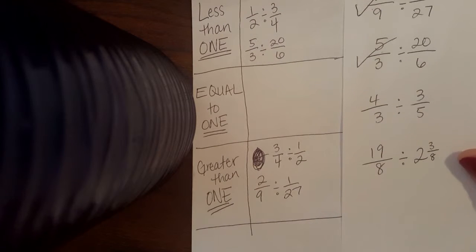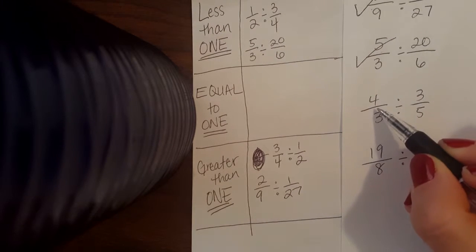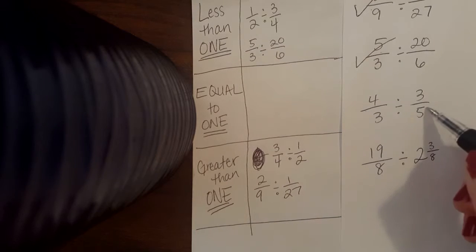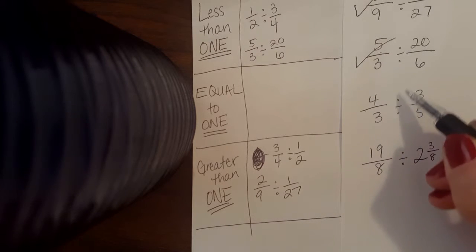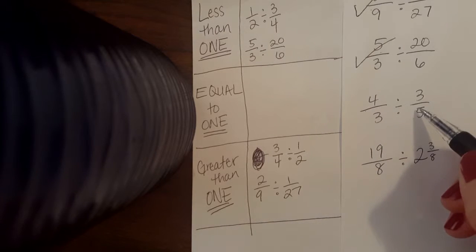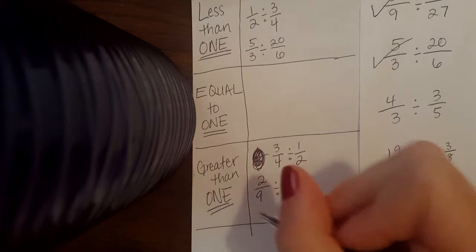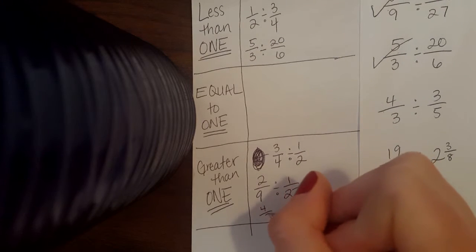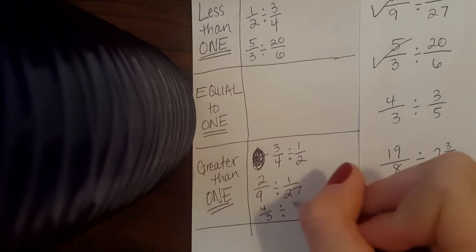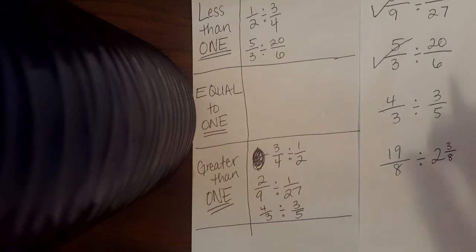All right, let's try 4/3 divided by 3/5. Well, this is an improper fraction, so it's greater than 1. This is a proper fraction, so it's less than 1. The divisor is less than the dividend, so more than 1 of the 3/5 goes into 4/3. So that means that our quotient will be greater than 1. So let's add that here. 4/3 divided by 3/5 is greater than 1.